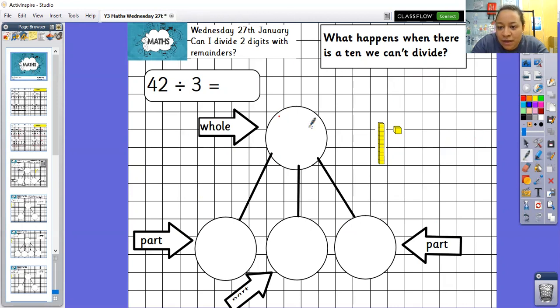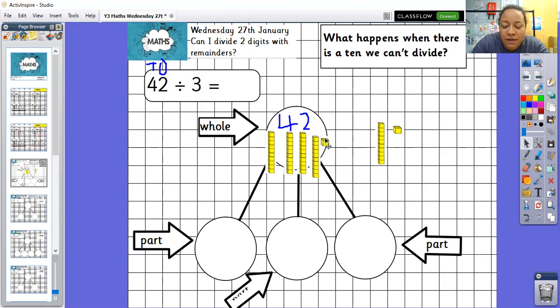I'm just going to change my pen color there to blue. We looked at building the number first, that we were dividing. So I've got 42 here. And when I look at the number 42, I have got tens and ones there. So I know that I have got 4 tens and 2 ones. So I'm just going to build that number. So 1, 2, 3, 4, and then I needed 2 ones. There we go. So I'm using a part whole model here to help me with the division.